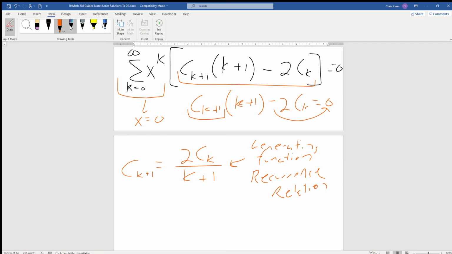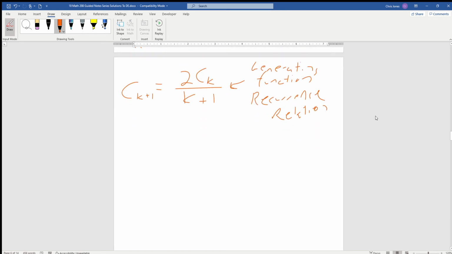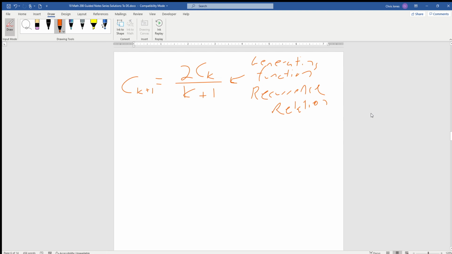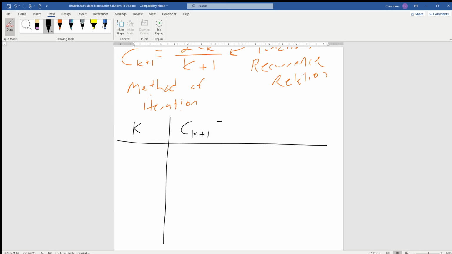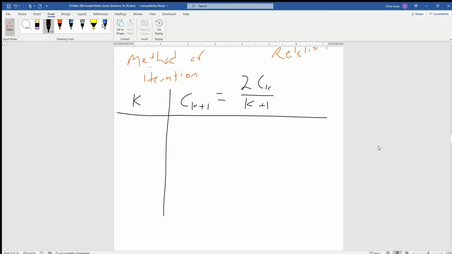Now we're on to our last step, being able to figure out what c sub k is. And what we're going to do is we're just going to insert 0, 1, 2, 3, 4, 5. So we're going to use this method of iteration. And method of iteration basically means we're just going to plug in numbers until we can guess a solution. Okay, you might have done that in Calculus 2. So here's what we're going to do. We're going to have values of k, and then we're going to evaluate our c sub k plus 1 is equal to 2c sub k over k plus 1. And we're going to keep doing this until we can figure out what's really going on with this.